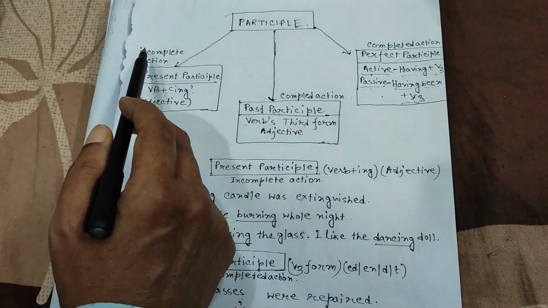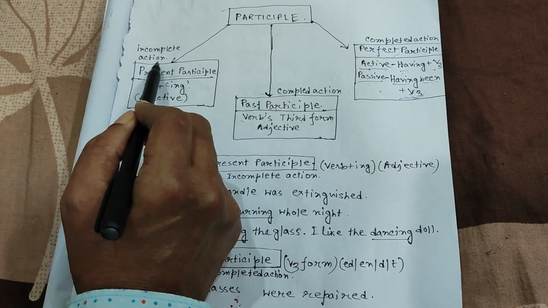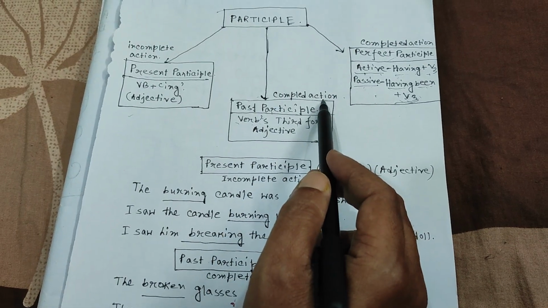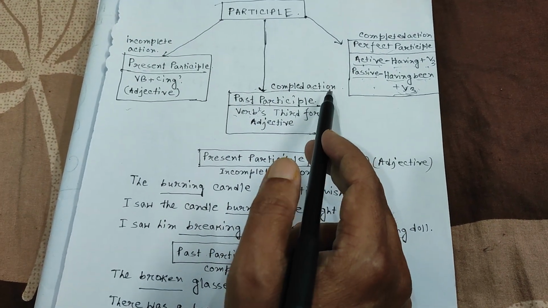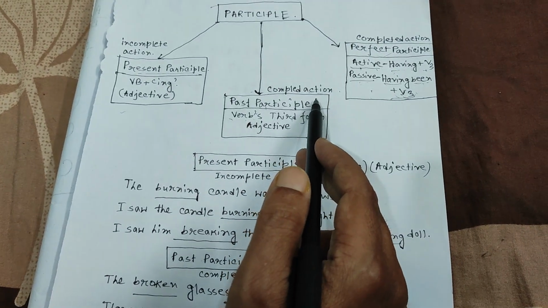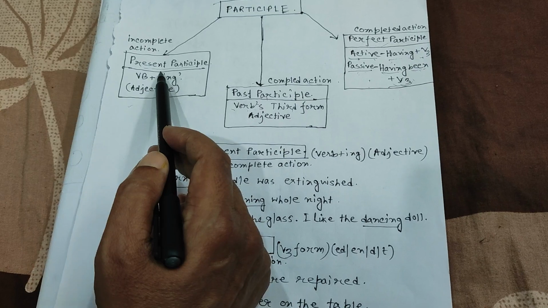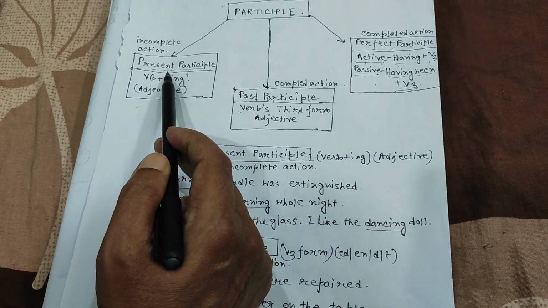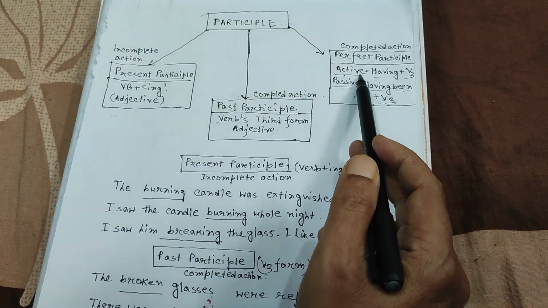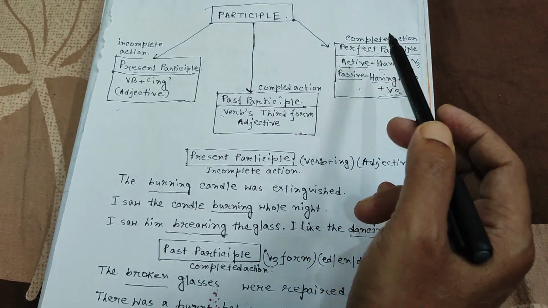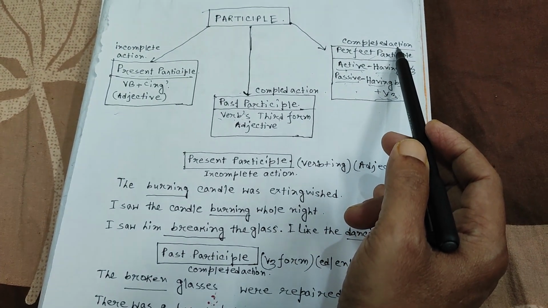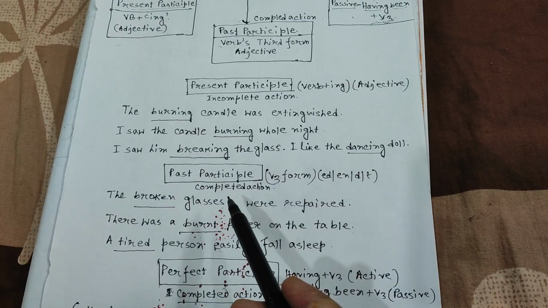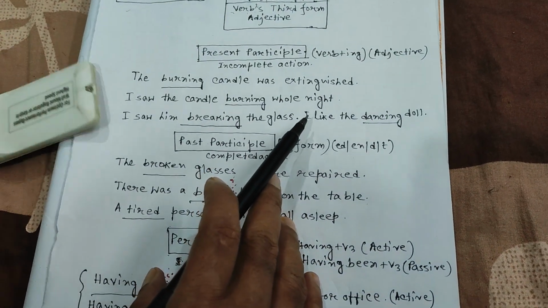Present participle refers to incomplete action. Past participle refers to completed action, the action that has already been completed. In the present participle case, the action is still continuing. It is not completed yet. Here, perfect participle, the participle in perfect tense, also refers to the completed action. The action that has been completed. Now let us take some examples for your understanding.